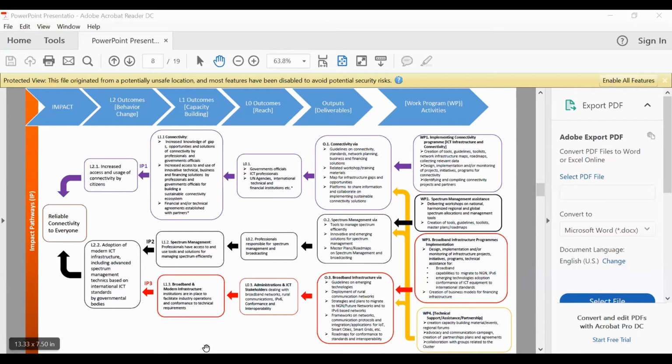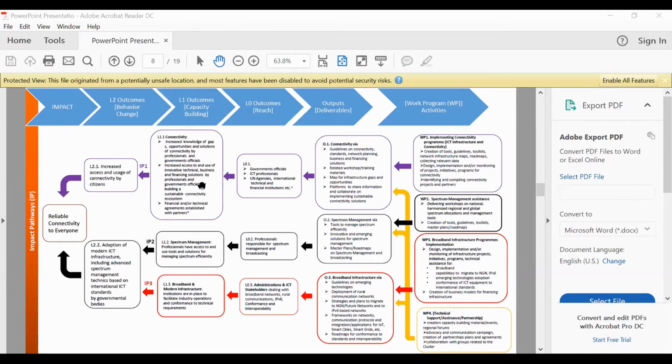So this is what we are working on, just to make a little bit clearer what we want to reach and what will be the impact of our work. As I mentioned, the impact of our work is reliable connectivity to everyone, when I presented the thematic priority. And here you can see three impact pathways. The upper part is the connectivity. So here we want to have the increased access and usage of connectivity by citizens.